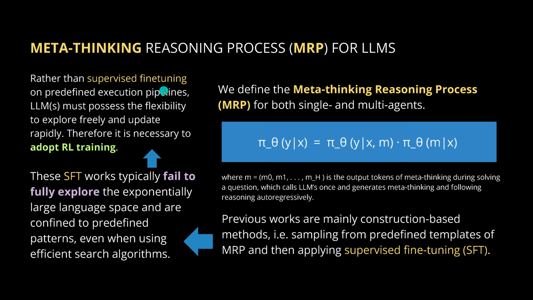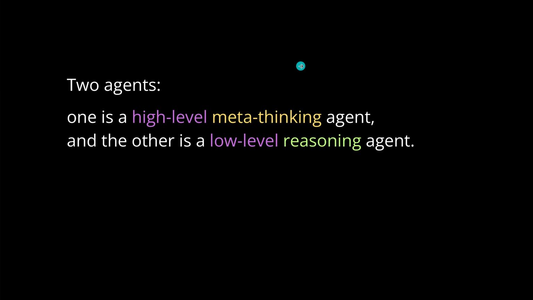So rather than our supervised fine-tuning on a predefined execution pipelines, the LLMs must possess the flexibility to explore freely and update rapidly given the feedback from the environment. And therefore, this is the main reason why we go here in MARL 4. This is necessary to adopt here a reinforcement learning training, but not any. This is, of course, a very specific mathematical procedure. So, easiest, simplest case two agents. One is a high-level meta syncing agent, and the other one is a low-level mathematical reasoning agent.